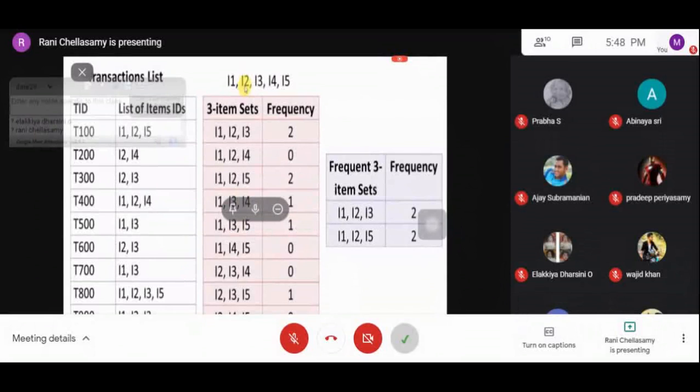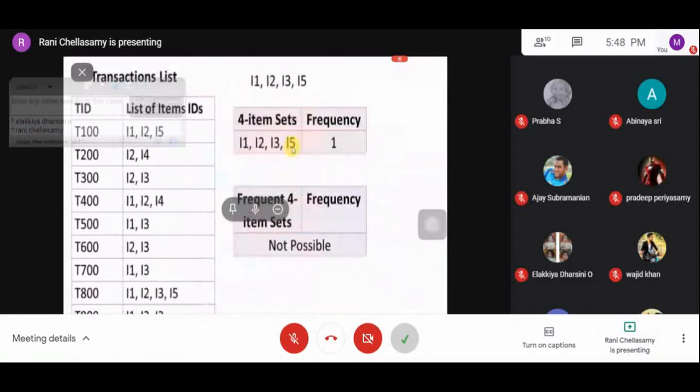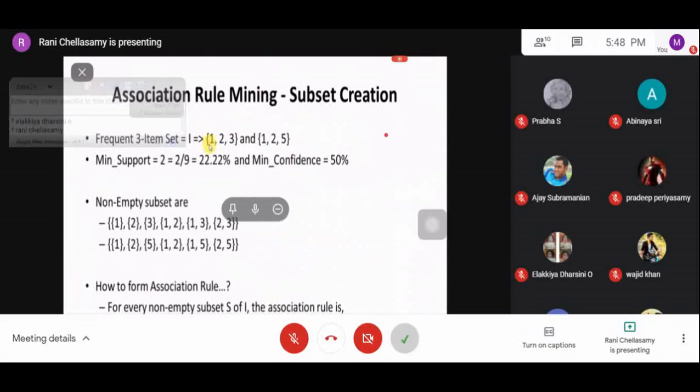So with this, you can stop it here. From this, you can go for framing the strong association rule. See here, the only one possibility is this. Since the frequency count is less than the minimum support threshold value, this is not possible. Fine. So the next thing is you have to frame or form the association rules.